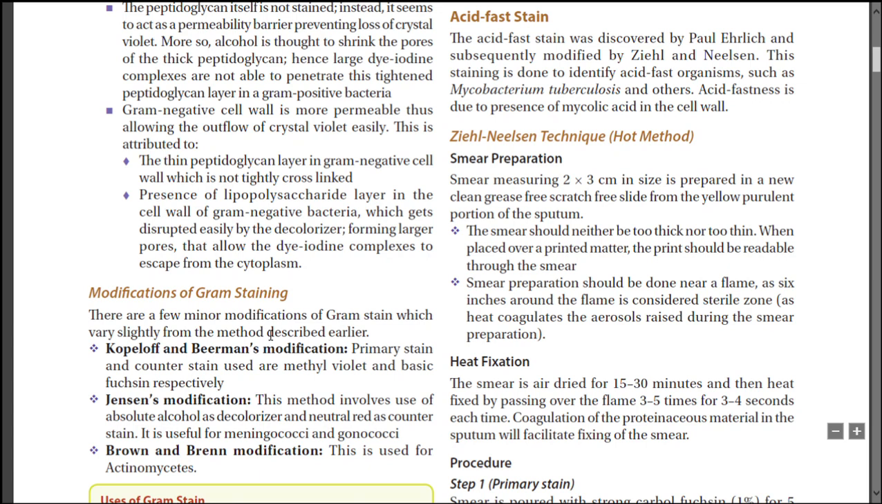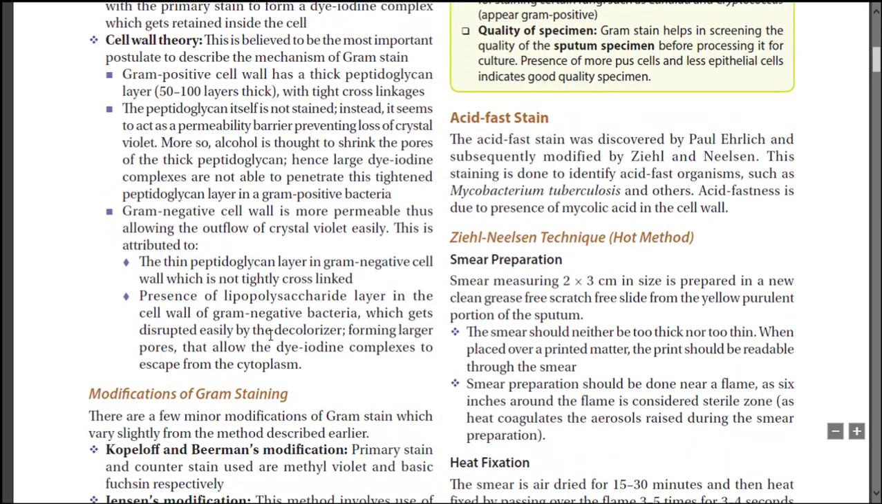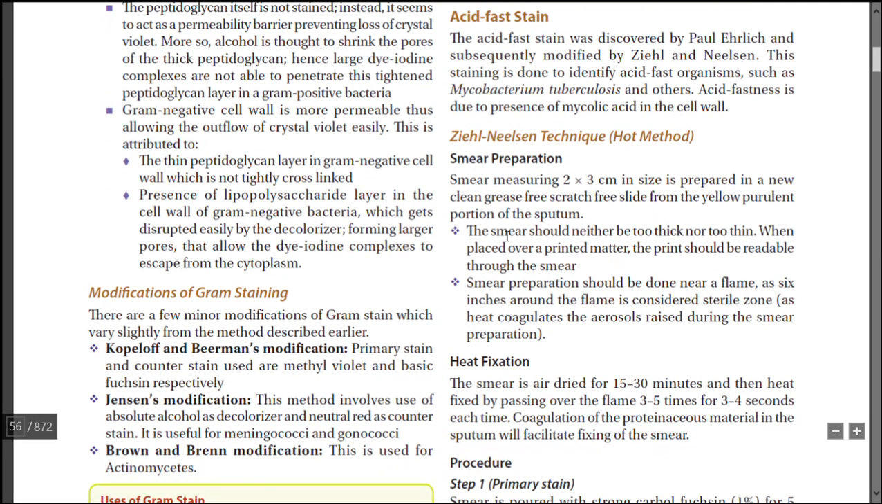Next, we will see acid-fast stain. It was discovered by Paul Ehrlich and modified by Ziehl and Neelsen. So it is called the Ziehl-Neelsen technique or hot method. You will see how to do it. The smear is prepared on a new, clean, grease-free, scratch-free slide. The smear should neither be too thick nor too thin, and when it is placed over printed matter, the print should be readable through the smear.